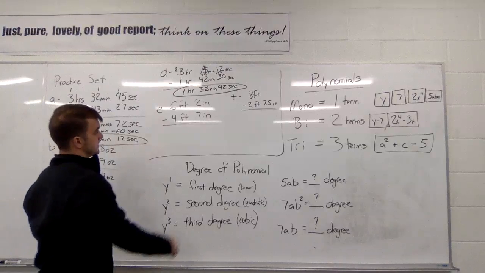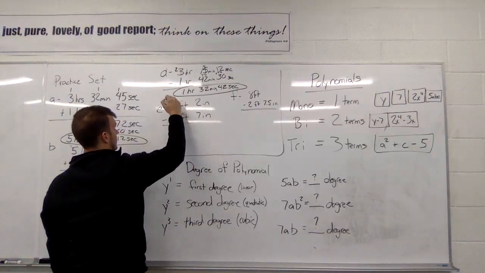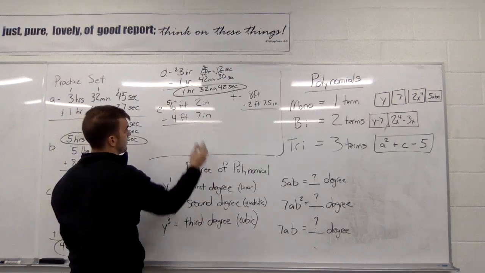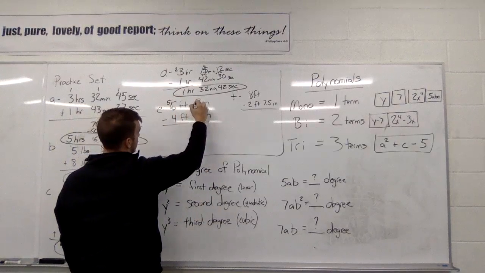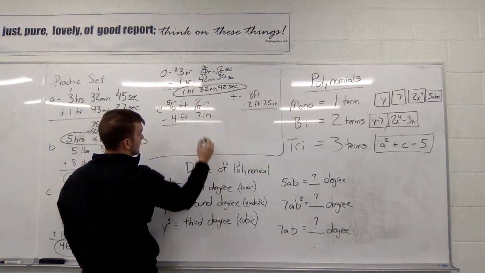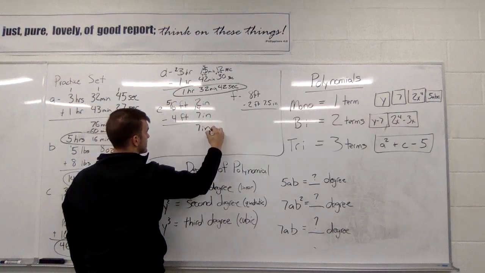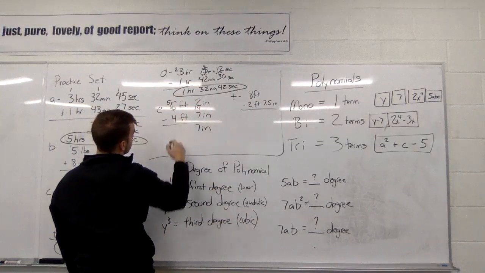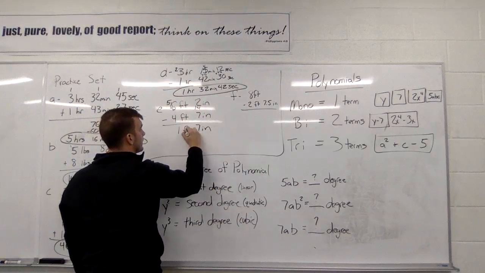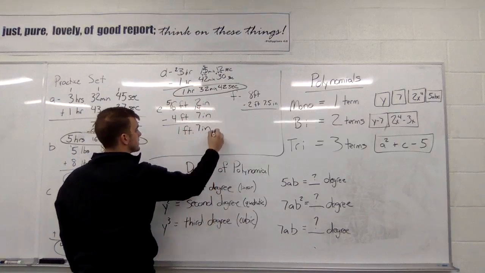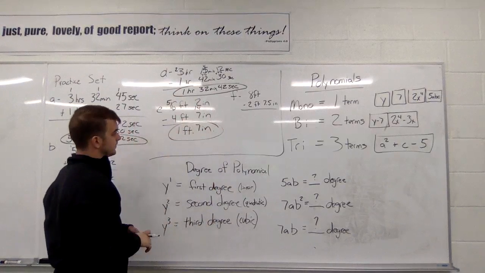For E, same thing. 2 minus 7 doesn't work. Change that to 5. How many inches are in 1 foot? 12. So you have 14 minus 7 is 7 inches. 5 minus 4 feet is 1 foot, 7 inches for your answer there.